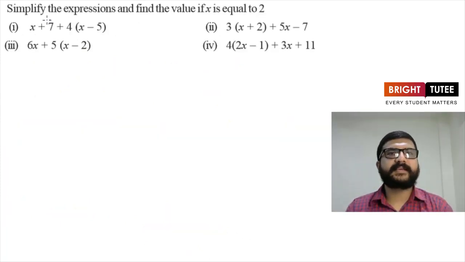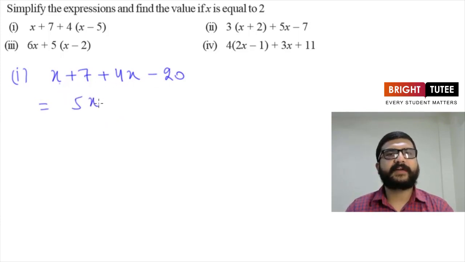Now the next question is, simplify the expressions and find the values if x is equal to 2. So our first job is to simplify the given expression. So the first one is x plus 7 plus 4x, we can write this as 4x, 4 into x is 4x, then plus 4 into minus 5, this will be minus 20. So this is the first expression. Now let's simplify it. x plus 4x, this will be 5x, 7 minus 20, it is minus 13. So this is the simplified expression.